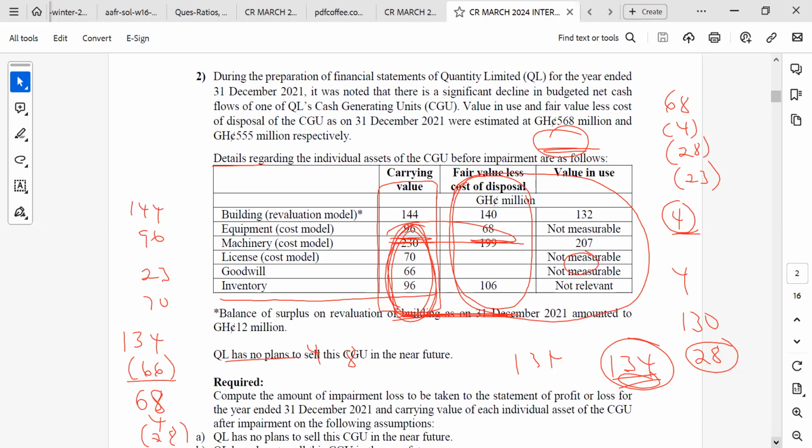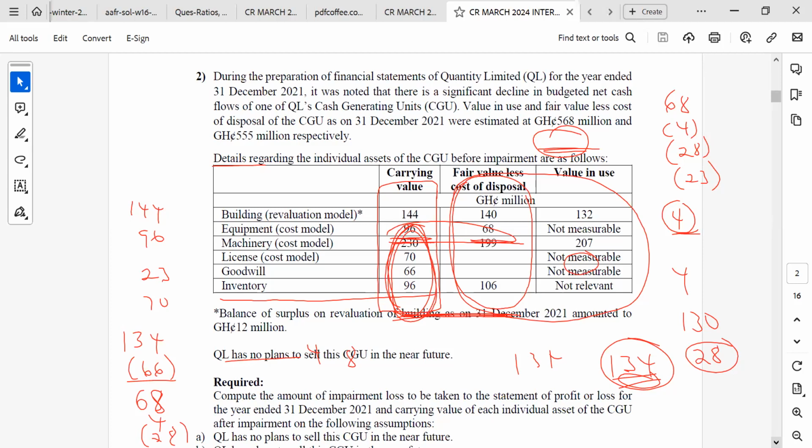Okay. Linus. Yes, please. So meaning this one, you compare the 55 to the current value of the assets. Yes, please. So it will be seen as held for sale.